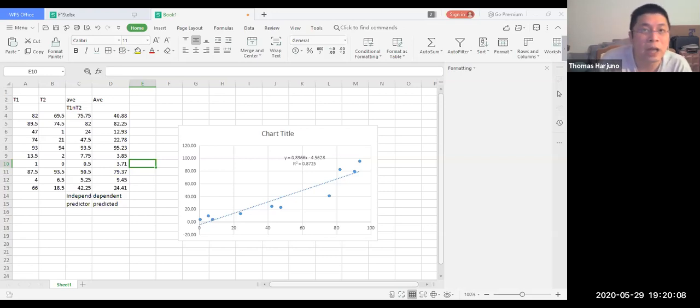Now this equation here is what we call the equation of the regression line. The equation of this line here. That's supposed to be y hat. The notation is supposed to be y hat equals 0.8966x minus 4.5628. Now, what is this y hat? This y hat represents prediction.